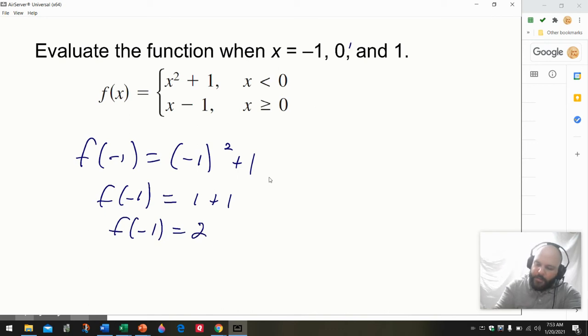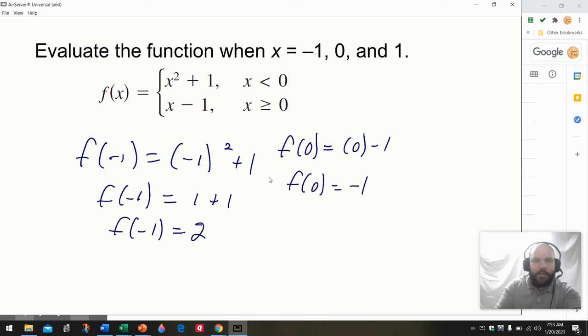The next number they want us to plug in is 0. Once again, you have to determine which part do I put 0 in, the first part or the second part. That's completely based on what these are. In this case, 0 is greater than or equal to 0, so we're going to put that into the second part. f of 0 is equal to 0 minus 1. So f of 0 is equal to -1.